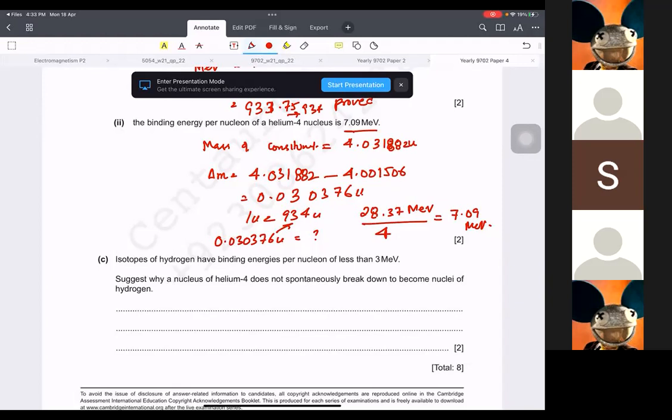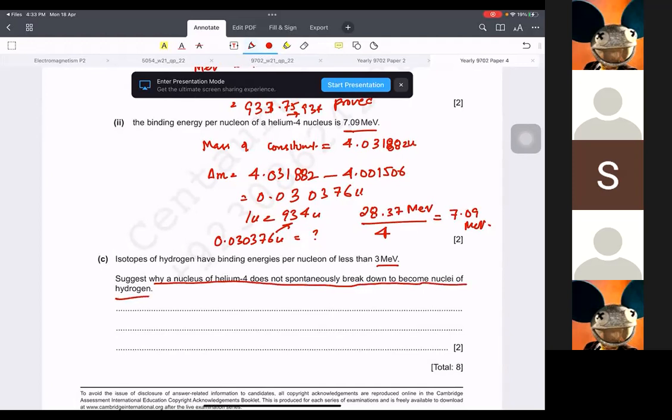Okay, that's cool. Now, isotopes of hydrogen have binding energies per nucleon of more than 3. Say why the helium nucleus does not spontaneously break down to become hydrogen nuclei. Because there is a large difference in binding energy per nucleon.